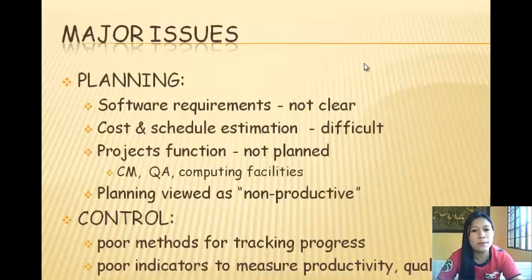In planning, the software requirements are not clear. The cost and schedule estimation is difficult. The project functions, such as CM or QA, and computing facilities are not planned. Planning is viewed as non-productive. In control, there are poor methods for tracking progress, and poor indicators to measure productivity and quality.